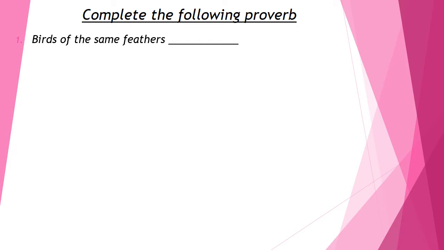It means people of the same characters or behaviors always form company. They walk together, they do things together, they play together commonly. But the worst of all is that when you are a person of bad character, you can sometimes form company with people of the same characters. So we can also say birds of the same feathers flock together.